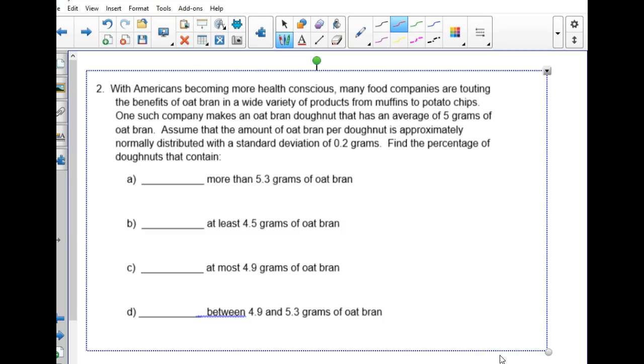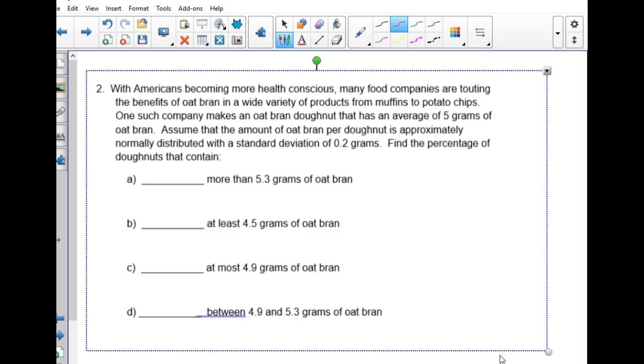So we're going to do number 2, just an example of finding a z-score, going to the chart, finding a p-value that goes with it. With Americans becoming more health conscious, many food companies are touting the benefits of oat bran in a wide variety of products, from muffins to potato chips. One such company makes an oat bran donut that has an average of 5 grams of oat bran. Assume that the amount of oat bran per donut is approximately normally distributed with a standard deviation of 0.2. Find the percentage of donuts that contain.